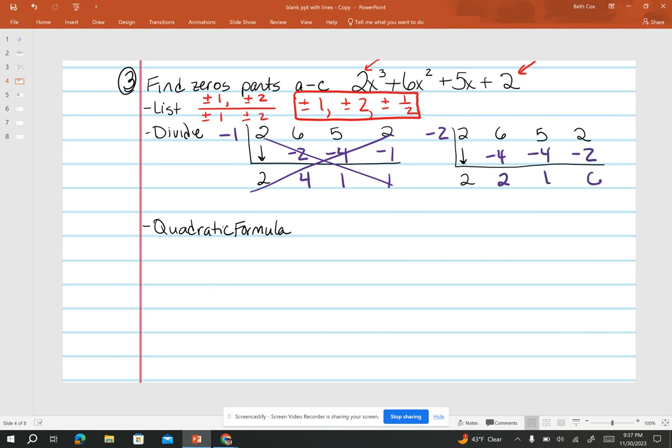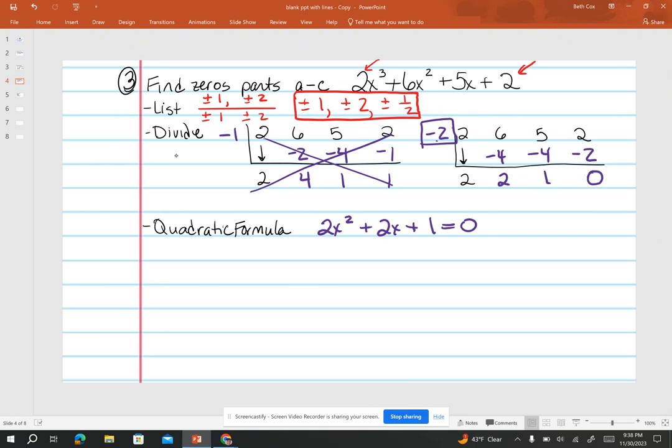Here we go. This one worked. Okay, so negative 2 was my second guess, and that worked. So in this problem, I have to type in the red box. Then I have to type in the negative 2 because it worked. And now I'm going to do the quadratic formula with these numbers 2, 2, and 1.